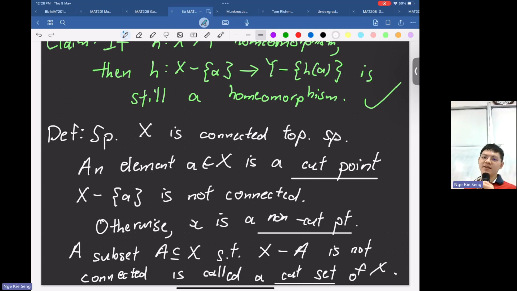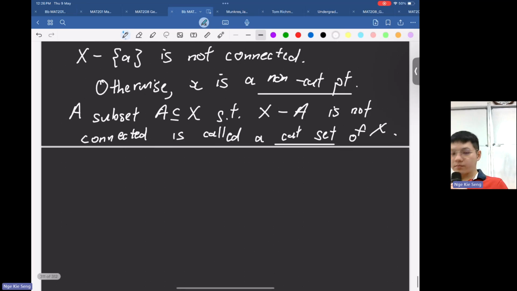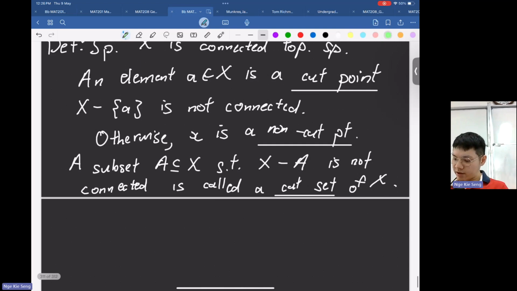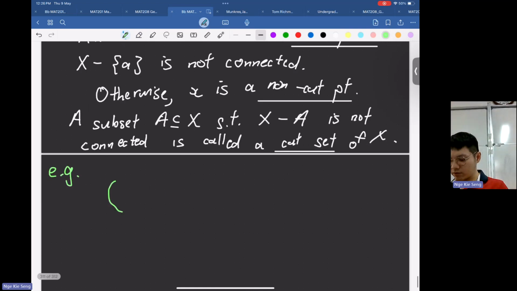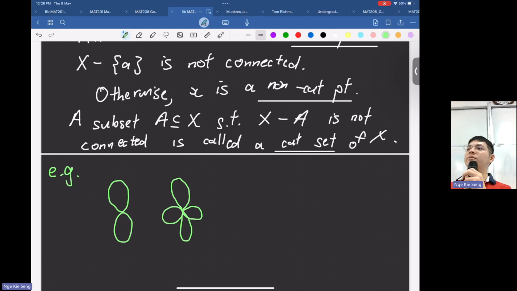Can I talk about it now? Let me see, should I talk about it now? Yeah, maybe I talk about it now. So, for example, in calculus 2 you have this kind of example. What example is that? It's like a rose graph. How to describe this rose graph? Yes, using polar curves.